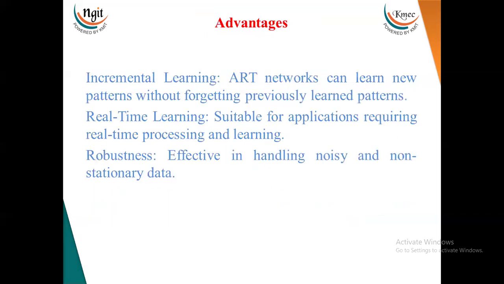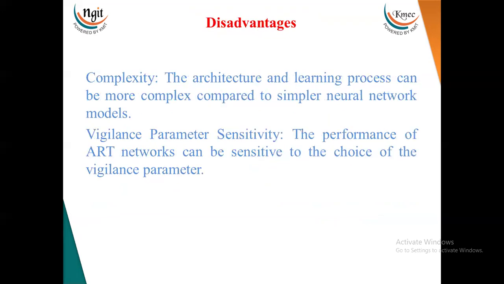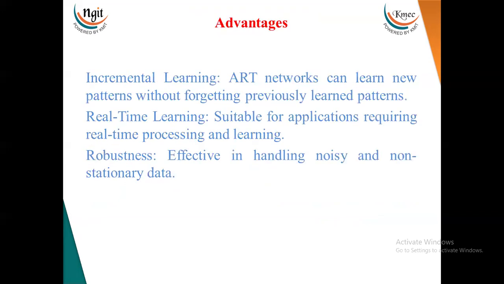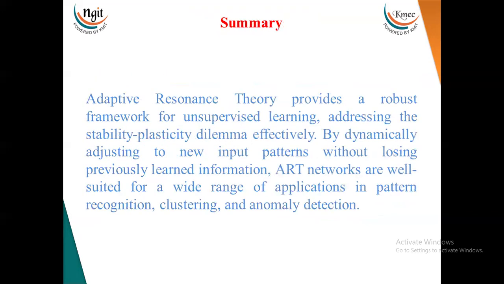So what are the advantages? It is incremental learning. It can be used for real-time learning, and it is robust. And what are the disadvantages? It is very complex, and the vigilance parameter has to be identified properly, otherwise it will dilute the whole network. Finally, it is a robust framework for unsupervised learning, addressing the plasticity and stability issue. And it is well suited for recognition, clustering, and anomaly detection.